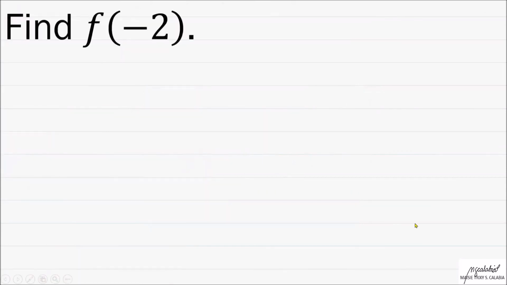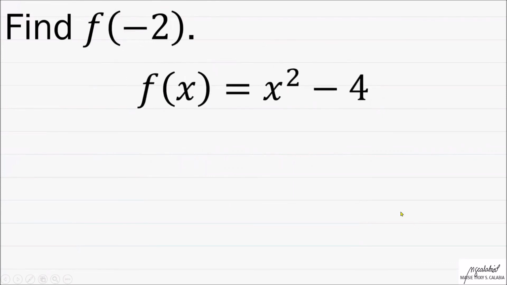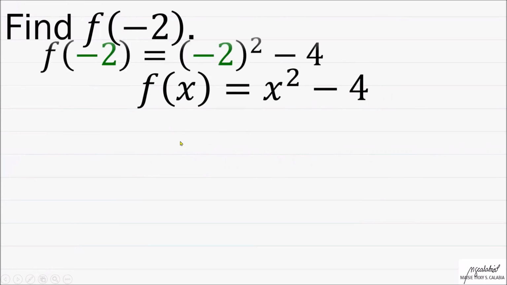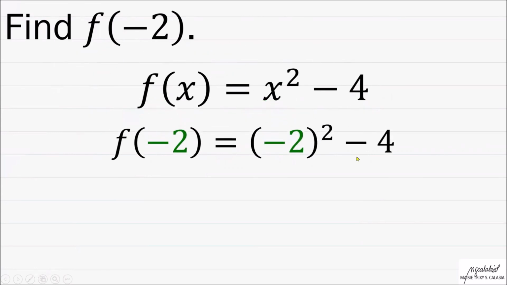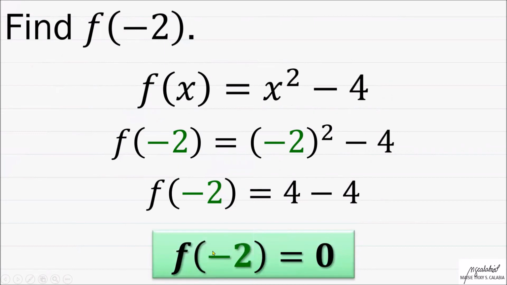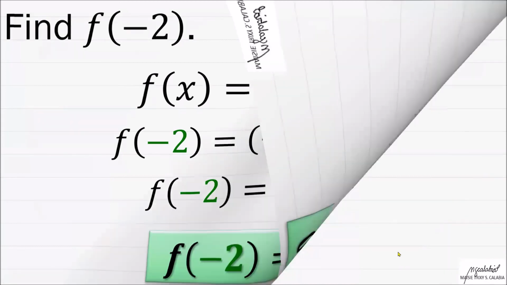Next example. Find f of negative 2 in x squared minus 4. So we have here f of negative 2 is equal to negative 2 squared minus 4. Negative 2 squared is 4. So 4 minus 4, we have 0. So f of negative 2 is equal to 0. So the value of f at negative 2 is 0.